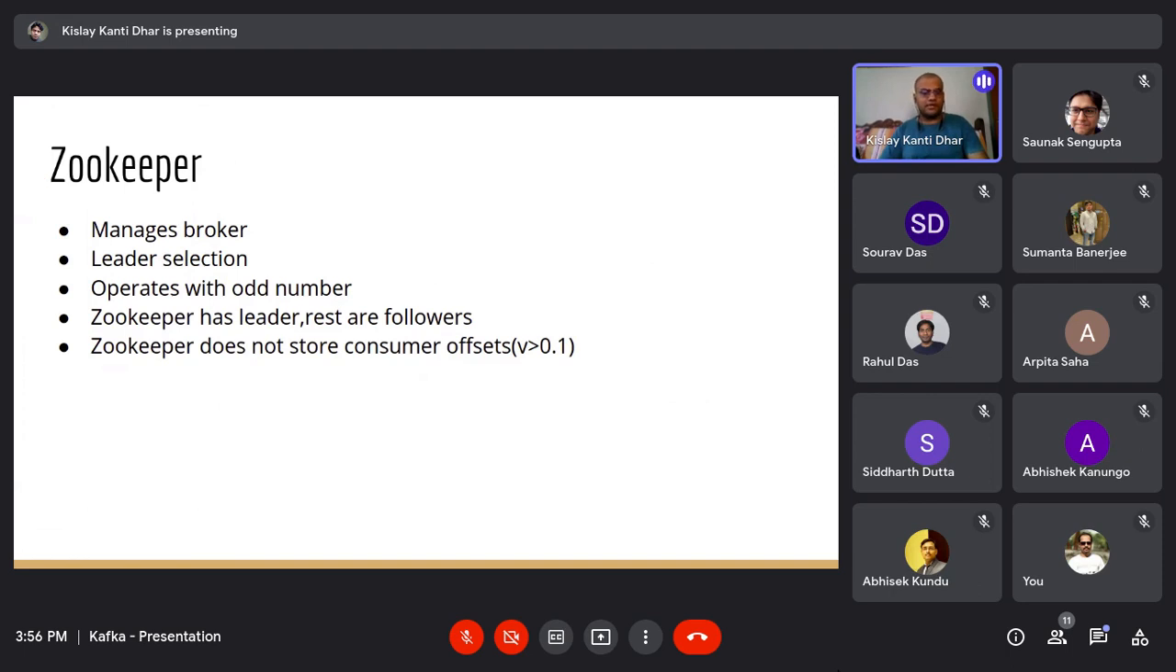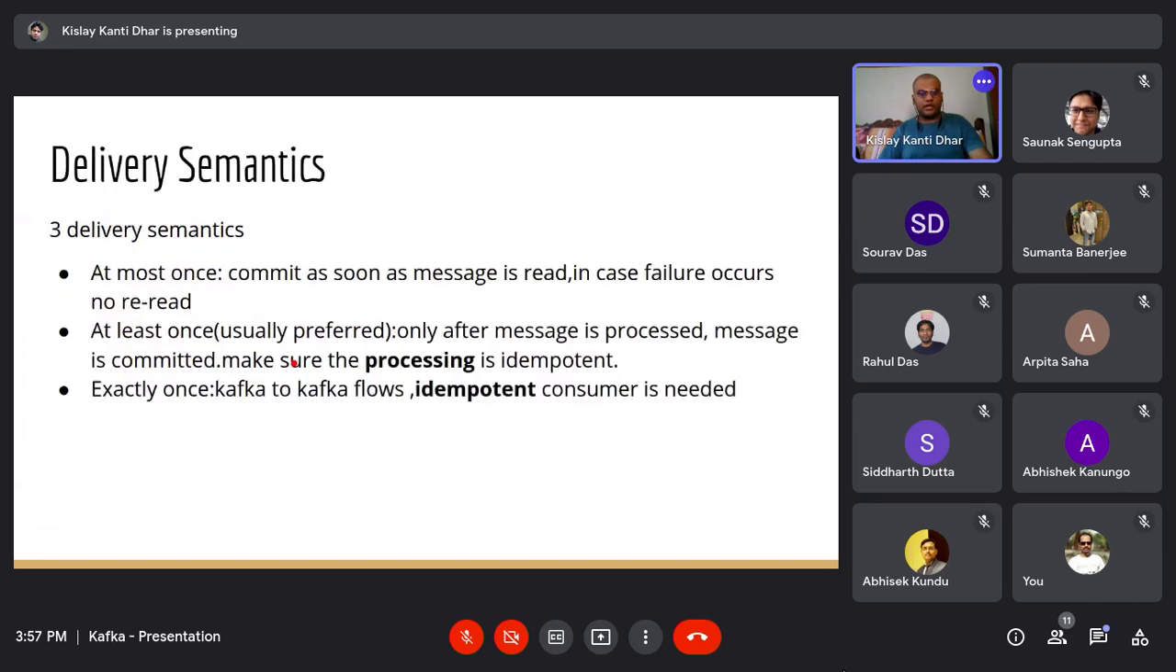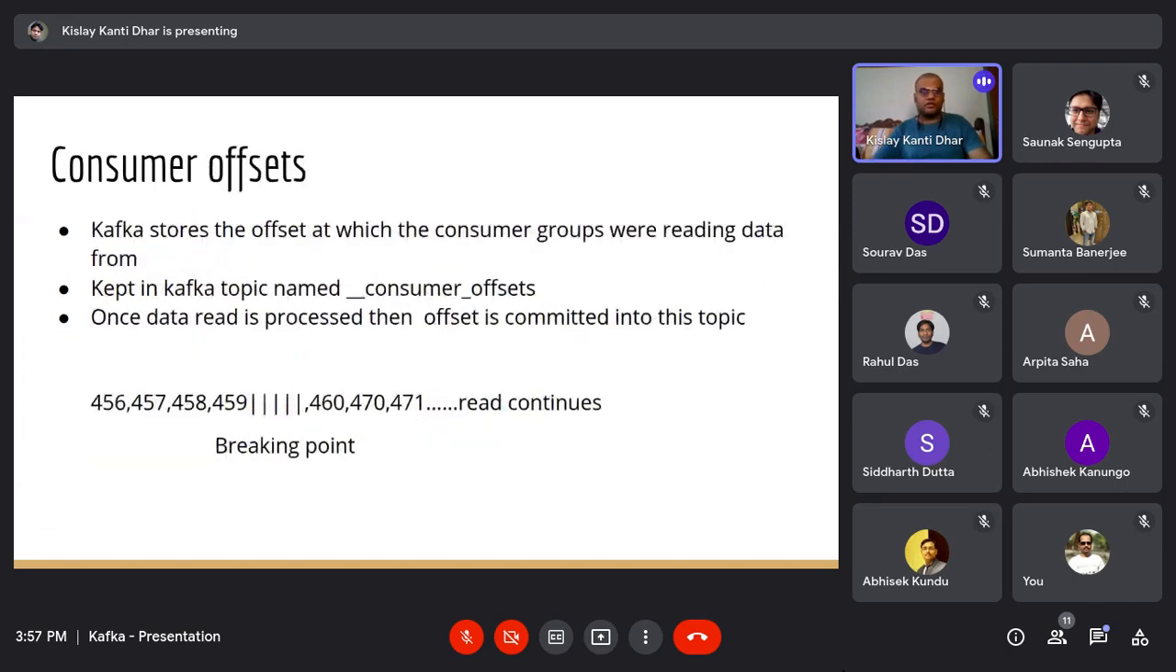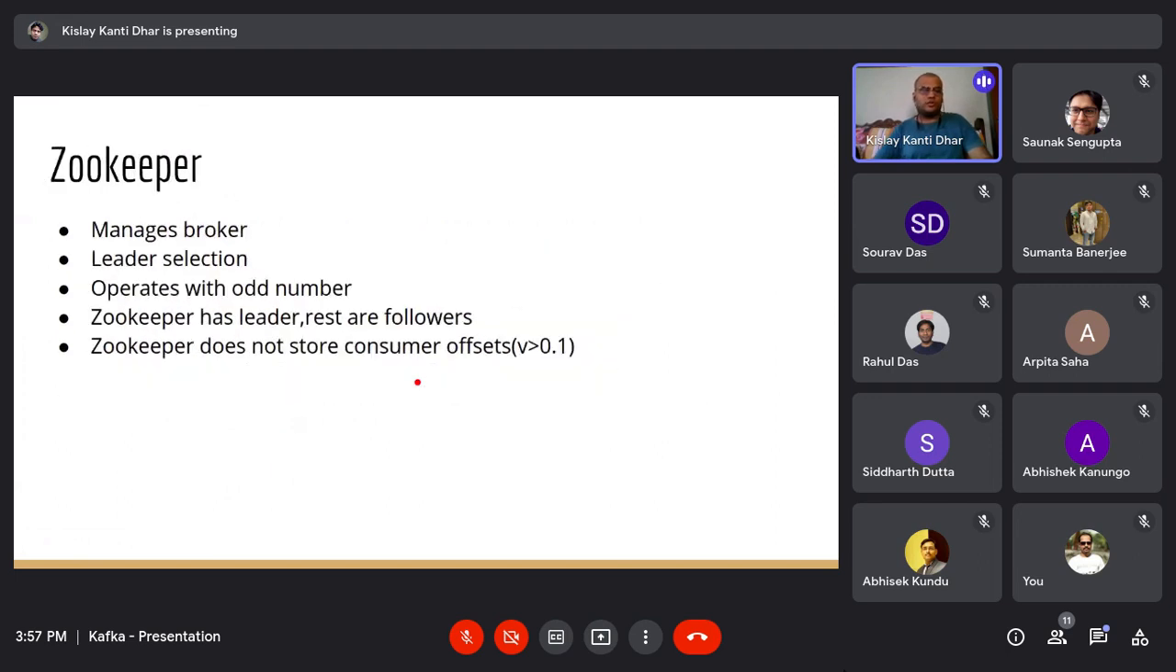Also, it operates with an odd number. It starts with 3, 5, 7, like that it goes. As you can see here, Zookeeper has a leader and the rest are followers. And Zookeeper does not store consumer offsets after version 0.1. I have discussed consumer offsets here, right? The committing part. So Zookeeper is not storing consumer offsets after version 0.1.